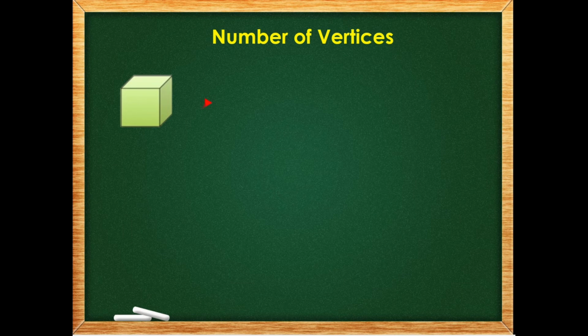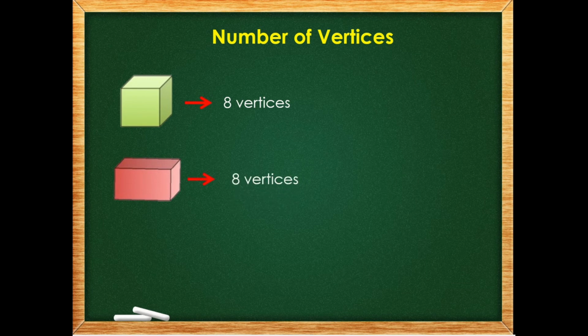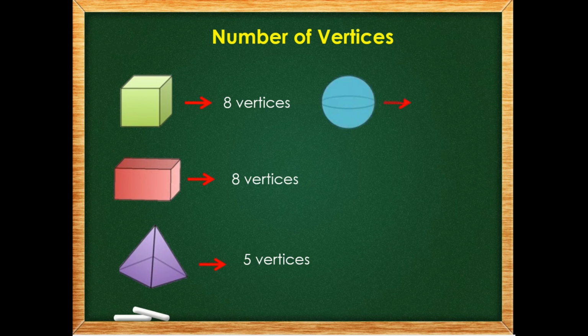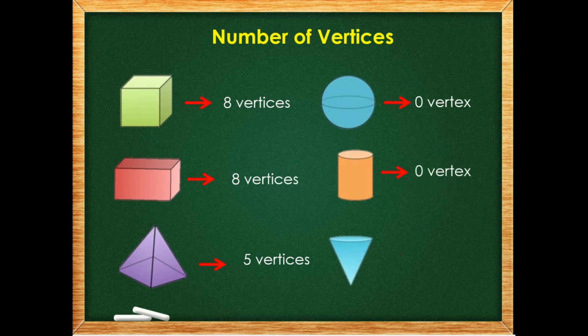A cube has 8 vertices. A rectangular prism has 8 vertices. A pyramid has 5 vertices. A sphere has 0 vertex. A cylinder also has 0 vertex. And a cone has 1 vertex.